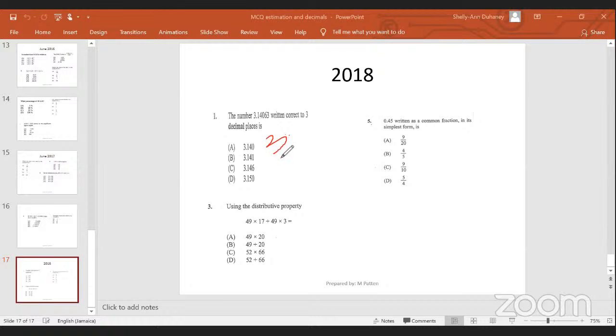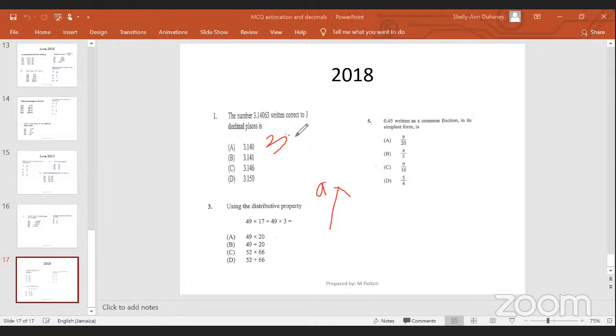Where do we write it in the standard form? Standard form is A times 10 to a power, right? All right, so we have 3.14063. I want to write it in standard form. What would it be? Remember, the point is already after the first number, right? So what would it be? 3.141 times 10 to the 0.